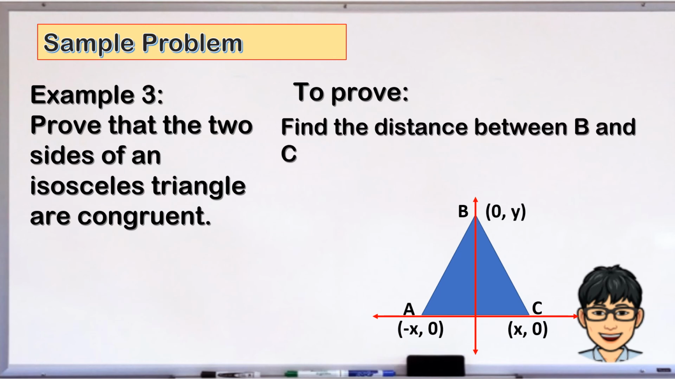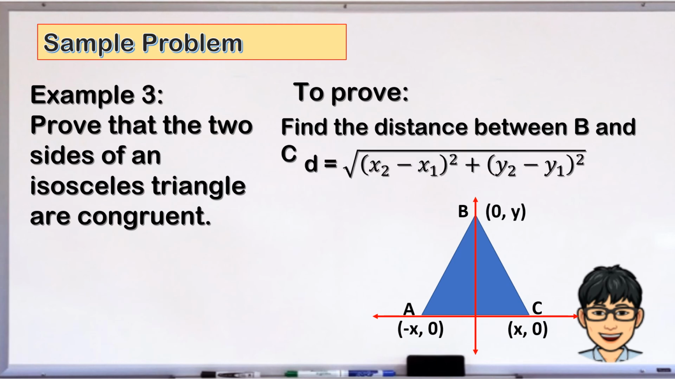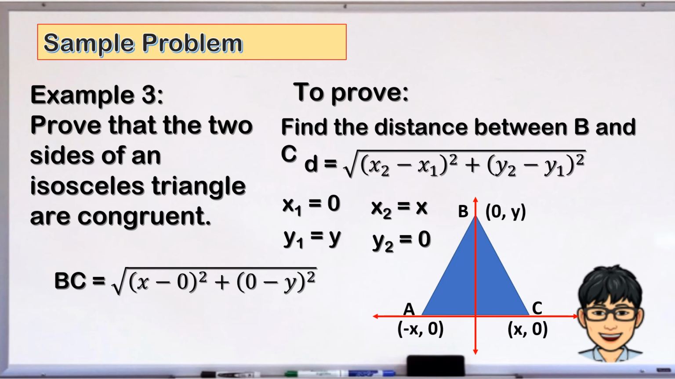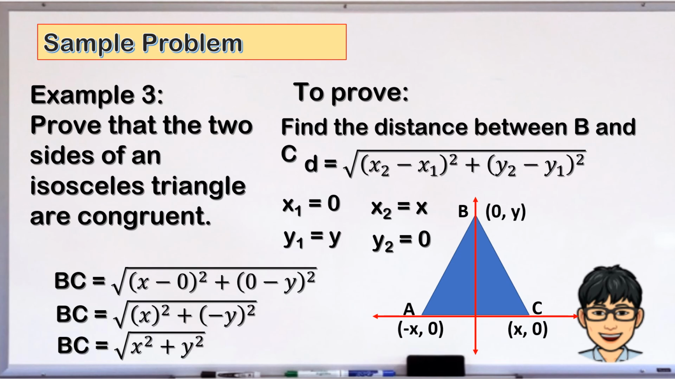This time, let us find the distance between points B and C. Using the distance formula, let x sub 1 is equal to 0, y sub 1 is equal to y, x sub 2 is equal to x, y sub 2 is equal to 0. By substitution, we have the square root of the quantity of x minus 0 squared plus 0 minus y squared. And that is equal to the square root of the quantity of x squared plus negative y squared. Therefore, the distance between B and C is also equal to the square root of x squared plus y squared.